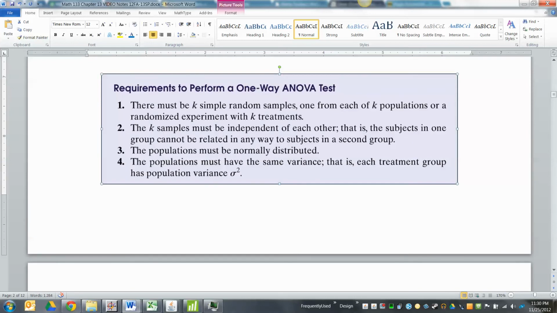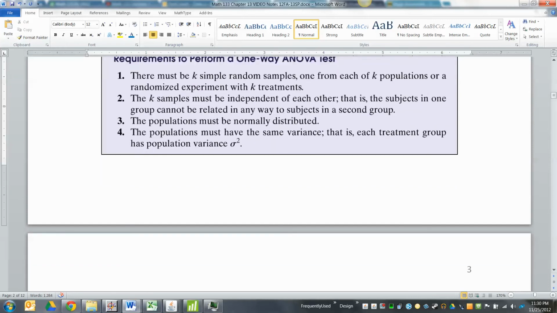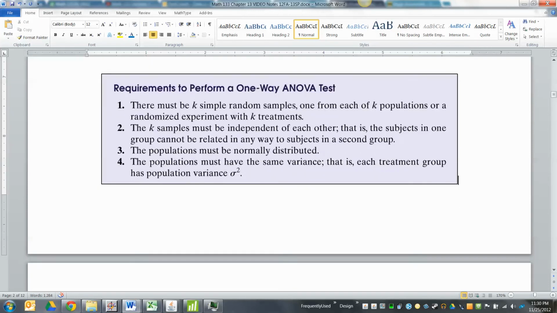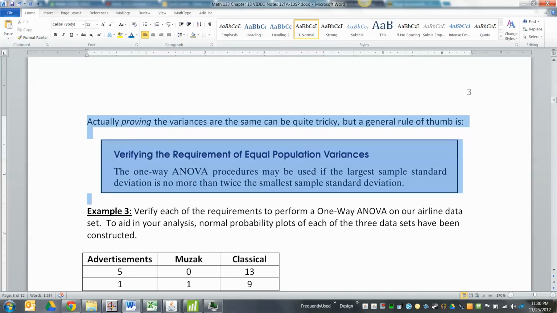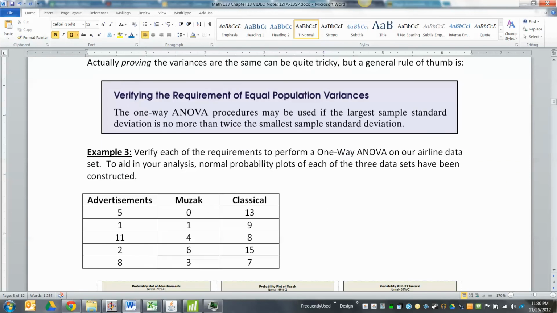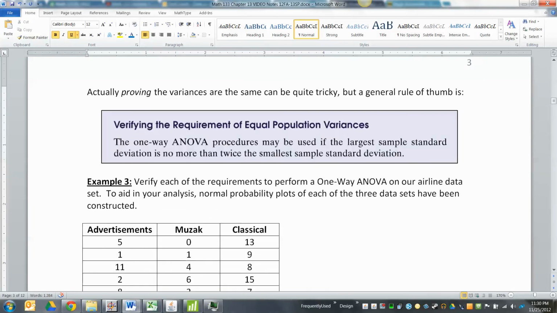We're going to talk about that a little bit, but basically we're going to make the ANOVA do it for us. We skipped a little bit of that in chapter 11, unless I decide to go back and put it back in, but for right now, suffice it to say that you want the variances to be the same. There'll be a rule of thumb for that. Actually proving the variances are the same is really tricky, and we could get into it. It's a whole other test, to be honest. So what we're going to do is just use this rule of thumb, which is that the largest sample standard deviation is no more than twice the smallest sample standard deviation. That's what we're going to use.